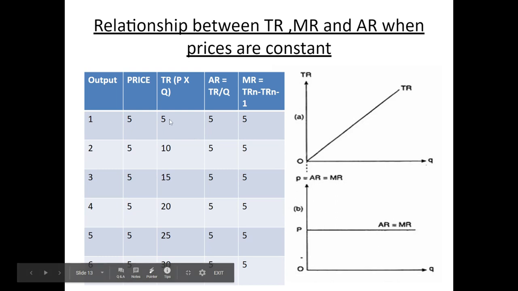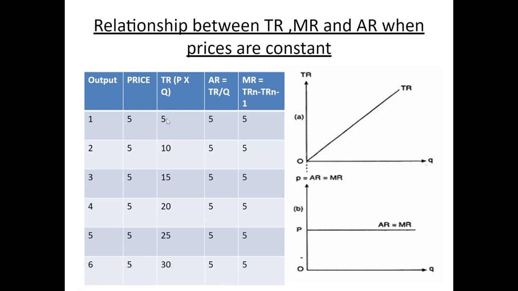Look at the TR value, students. TR is, for the first unit is 5, increasing to 10, to 15, to 20, to 25, and so on. We can observe that the TR is increasing, and that too at a constant rate. Since MR is constant, therefore TR is increasing at a constant rate, because students, MR is basically the rate of change of TR, and since MR is constant, TR is also increasing at a constant rate.